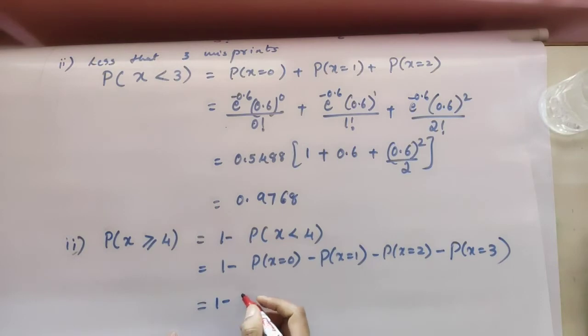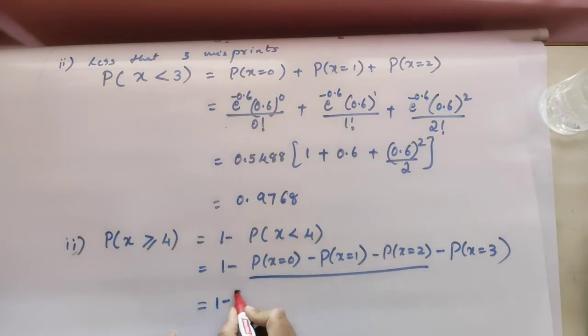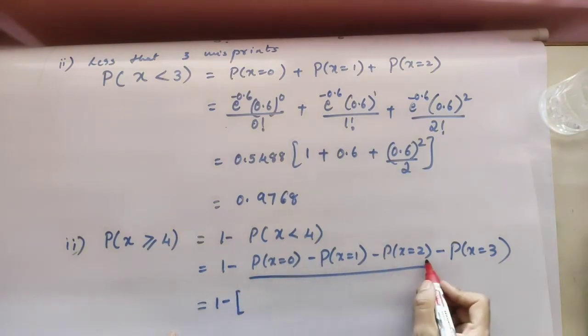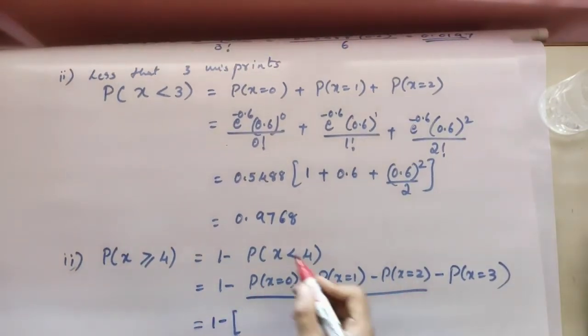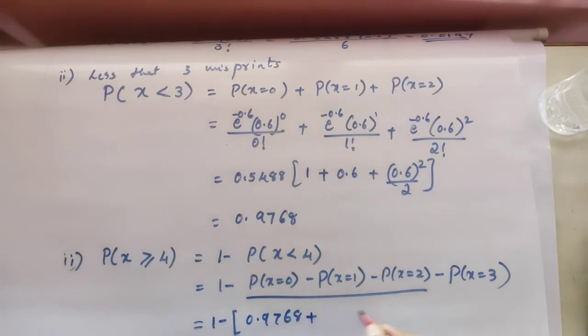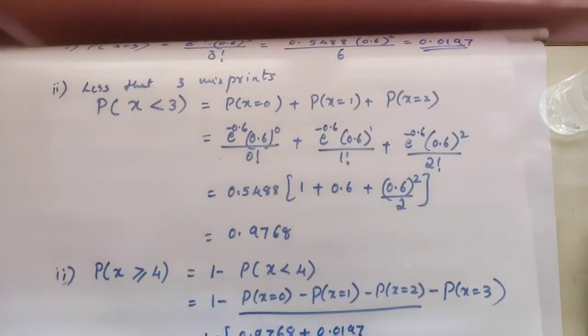Okay, just put the values here. You have already worked for this. Take the minus sign outside. Addition of this and this also, P of x equal to 3 also we have worked. So addition of all these numbers is 0.9768. You have already solved. Plus P of x equal to 3 is 0.0197.